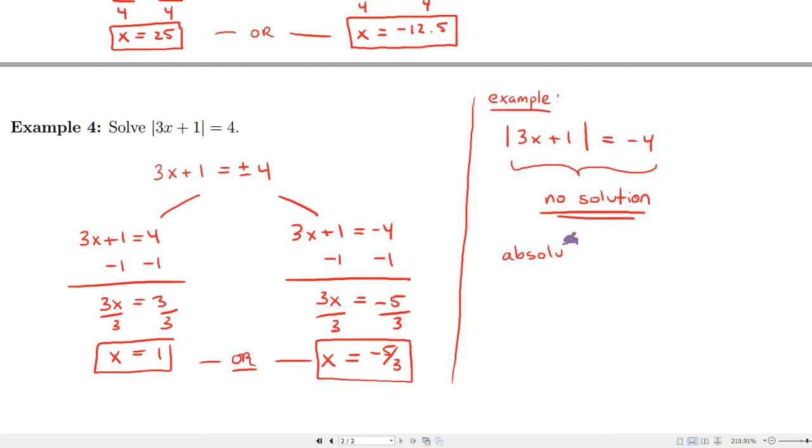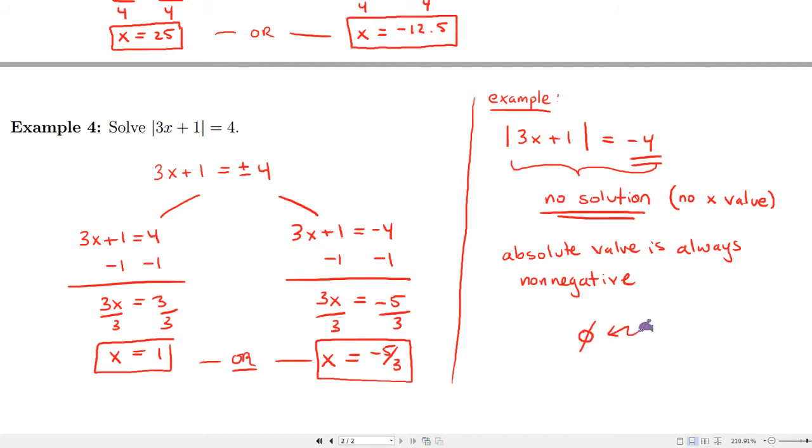Absolute value is always non-negative, right? Meaning it's impossible for it to be a negative value. Okay, so the set of x values in that case, we have a special notation for that, right? No solution, no x value that'll satisfy that. And the way that you denote that set is like this. This is called the empty set. Empty set, right? It's the set that has no elements.